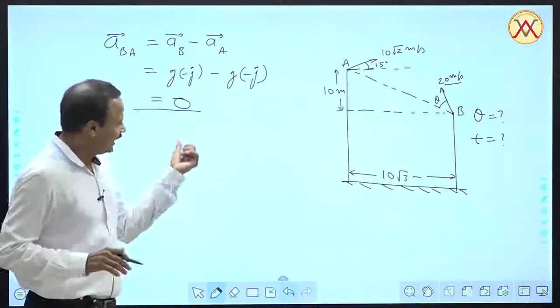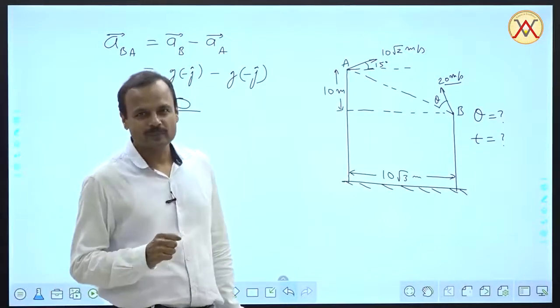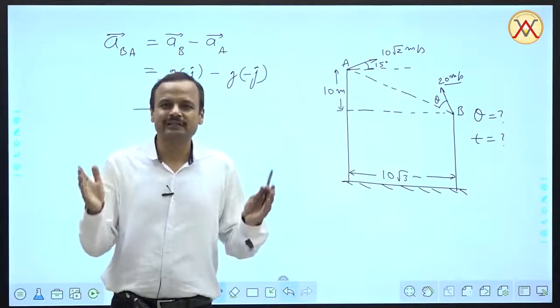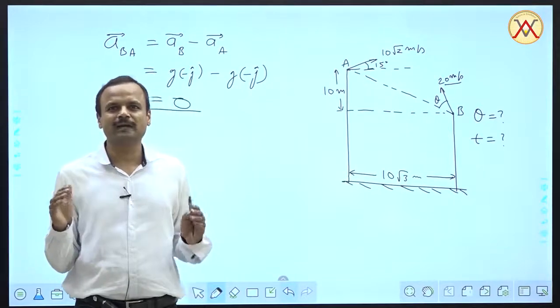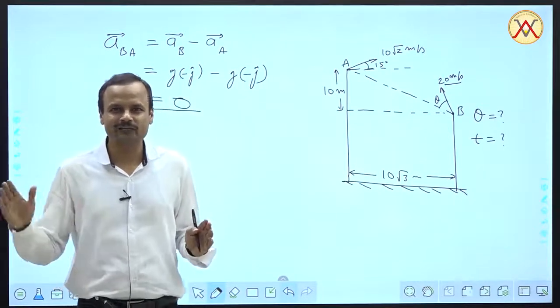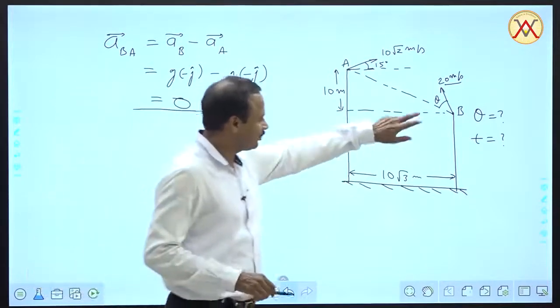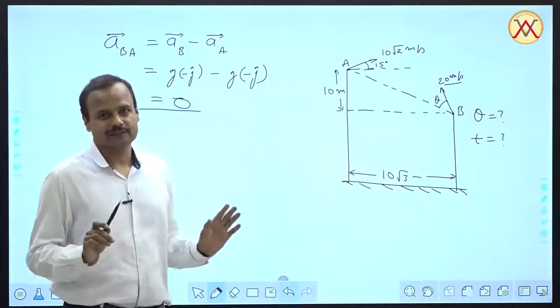Alright, now if relative acceleration is 0, what can we say about relative velocity? If relative acceleration is 0, relative velocity is constant. We know that if acceleration is 0, zero acceleration implies what? It implies that velocity is constant. So relative velocity, velocity of B with respect to A, is constant.